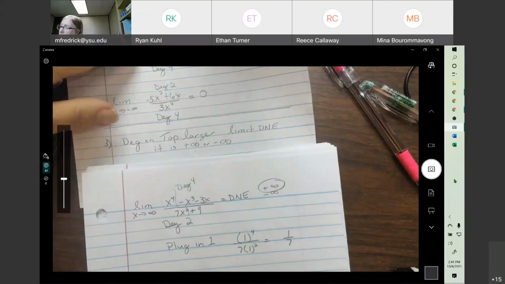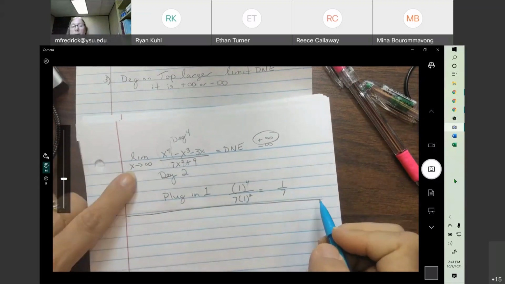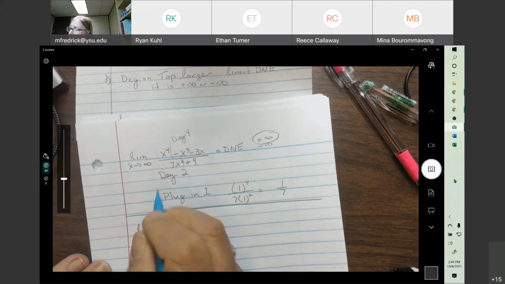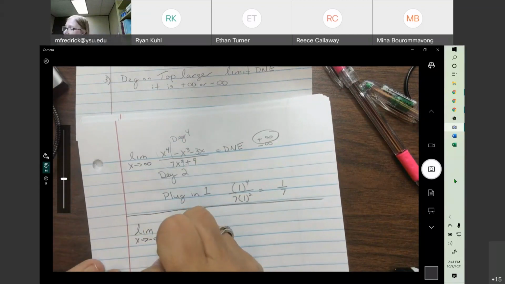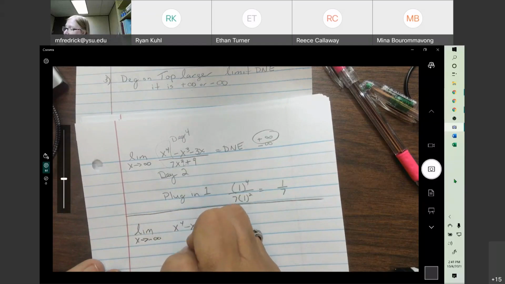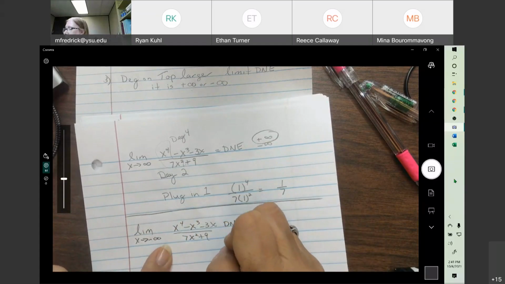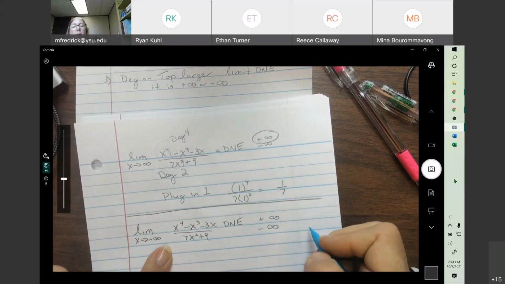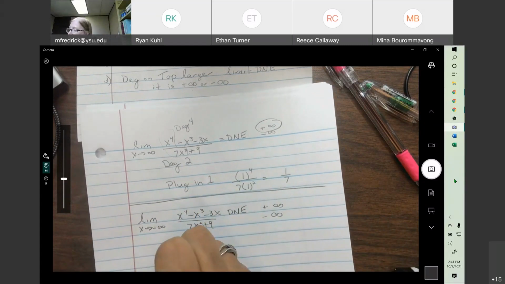No, we'll graph it also so you could see that. But if instead of being positive infinity, if it was negative infinity, it still would not exist. And we still need to decide if it's positive or negative infinity. Now, instead of plugging in a positive one when it's negative infinity, plug in negative one.